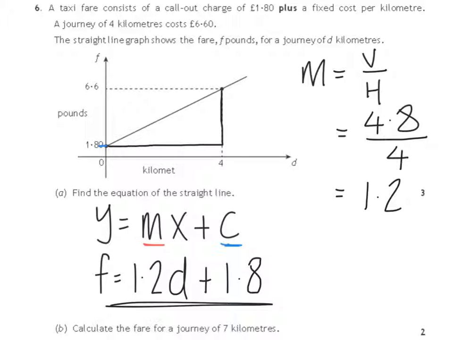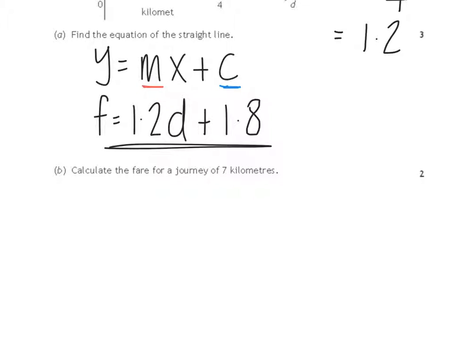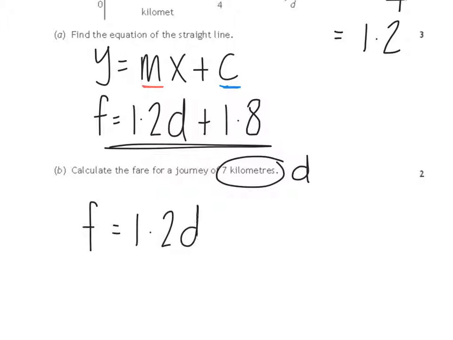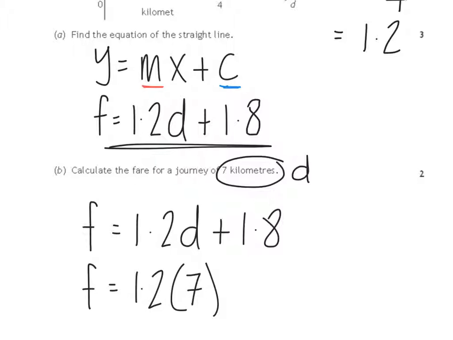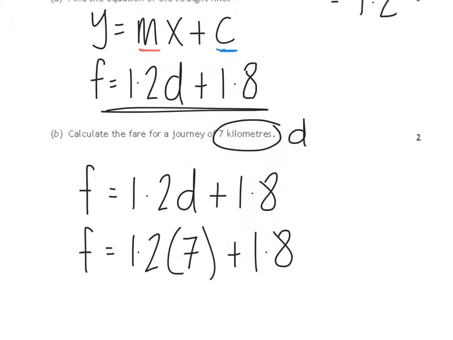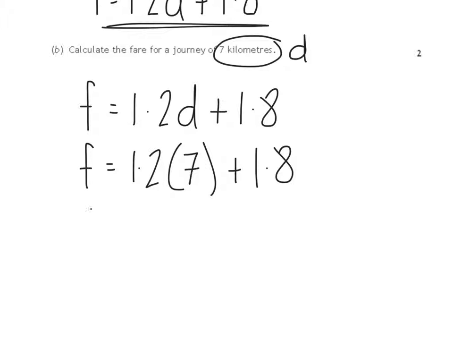The question then in part B goes on to ask us to calculate the fare for a journey of 7 kilometres. So this 7 kilometres is going to be the distance d. So that means we can use our equation f equals 1.2d plus 1.8 to work out our fare. So that means our fare will be 1.2 multiply the distance, which is 7, plus 1.8, which when worked out on our calculator gives us an answer f equals 10.2.